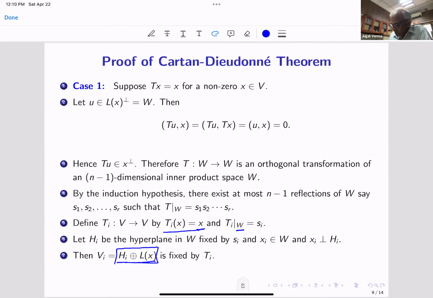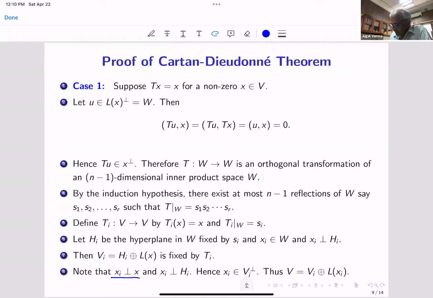So now take this Vi, which is Hi plus the linear span of X. This is fixed by Ti, and Ti restricted to W is Si, and therefore this Ti is a reflection because it is mapping Xi into minus Xi. This Xi is also perpendicular to X because Xi is taken from W, and Xi is also perpendicular to Hi because Hi is the hyperplane for the Si reflection. So this shows that the vector space is the direct sum of Vi and the line spanned by Xi. And so I have constructed a reflection of the whole space, which is an extension of the reflection Si.